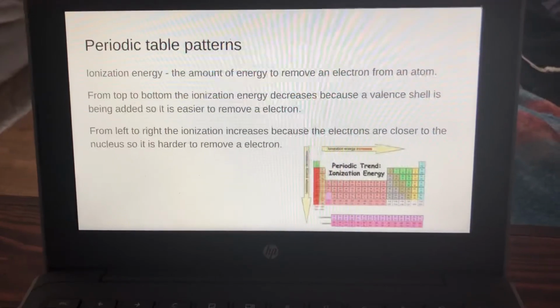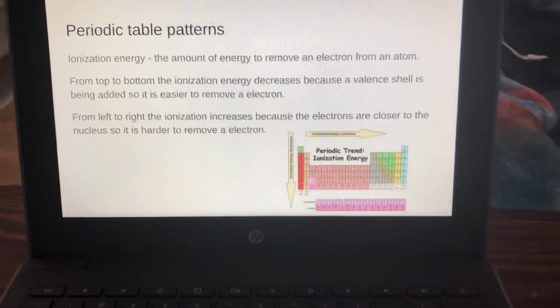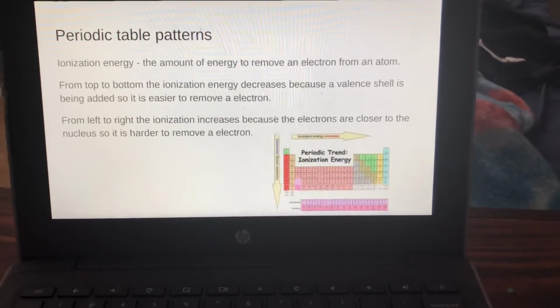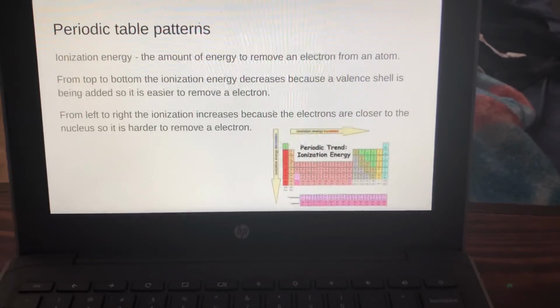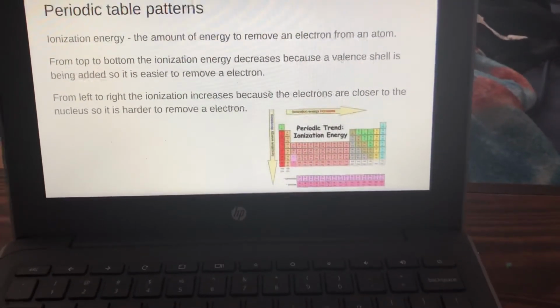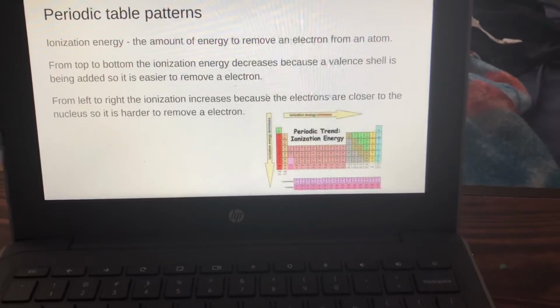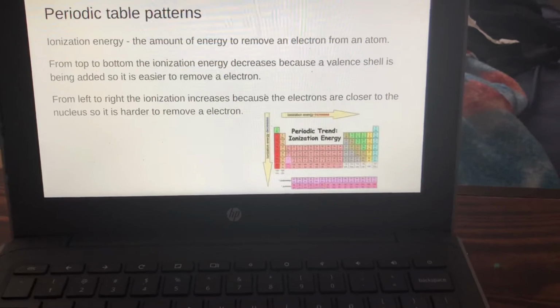Ionization energy, the amount of energy to remove an electron from an atom. From top to bottom, the ionization energy decreases because a valence shell is being added, so it is easier to remove an electron. From left to right, the ionization energy increases because the electrons are closer to the nucleus, so it's harder to remove an electron.